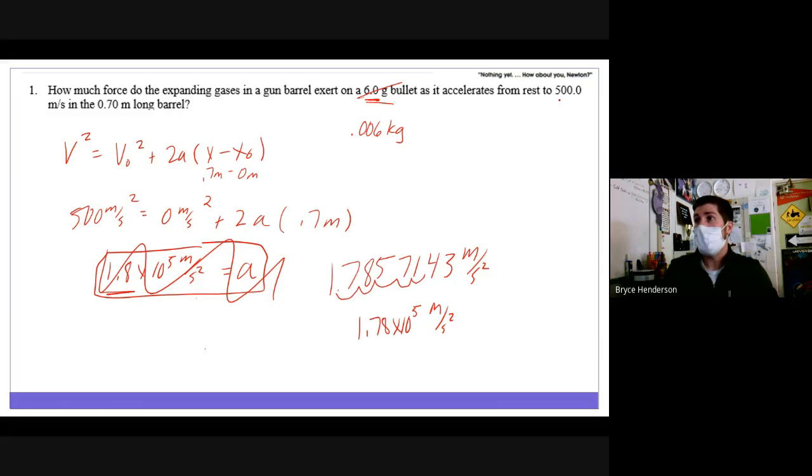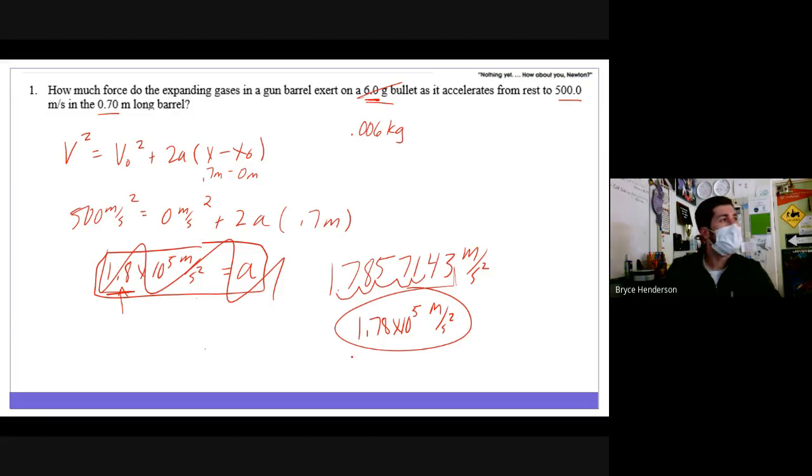But in the problem, the reason why I rounded it up to 1.8 is that I have 2 significant figures here, 6.0. I can never remember the 0.01s. I think that's 3. But this one has 2 as well. So really my final answer should have 2 significant figures. So that's why I rounded it up to 1.8. But if you put this on a test, you'd get it right as well.